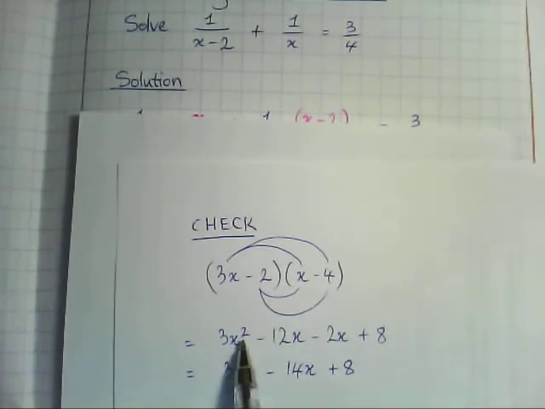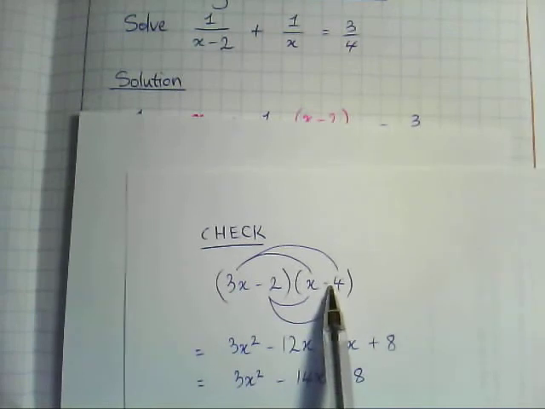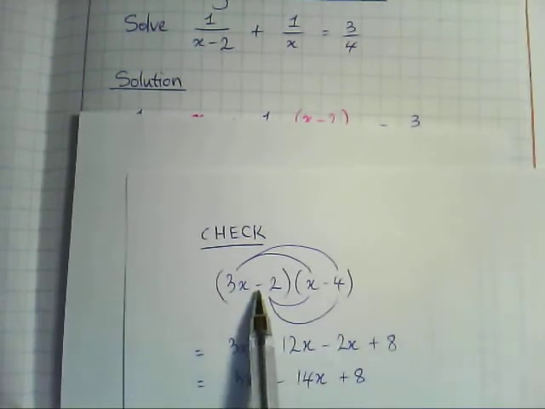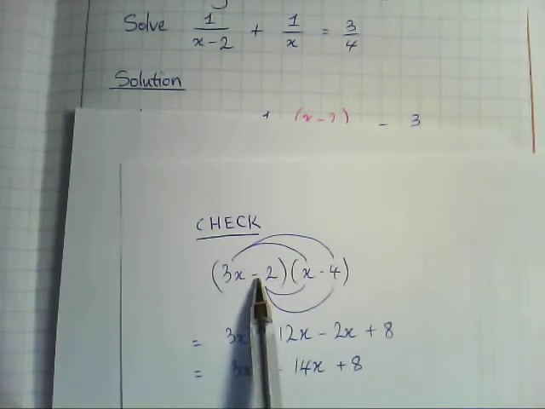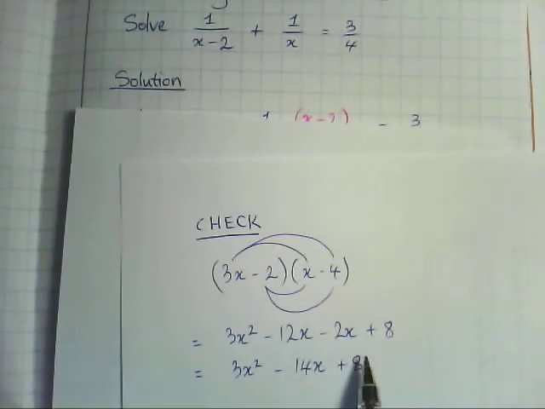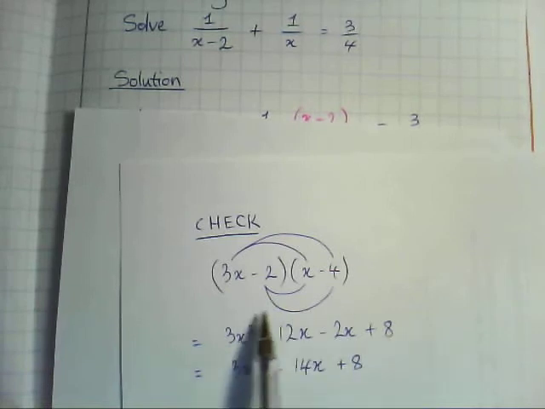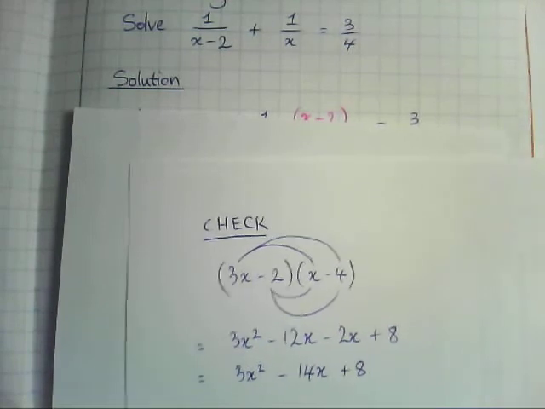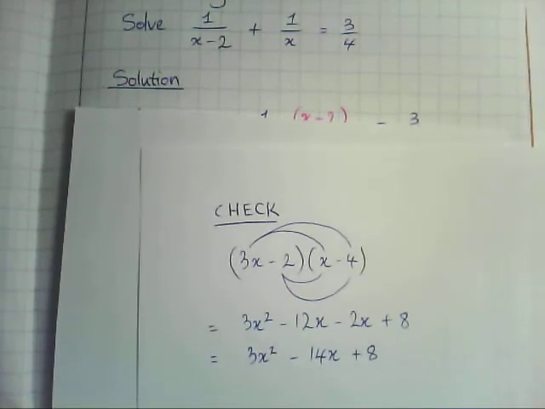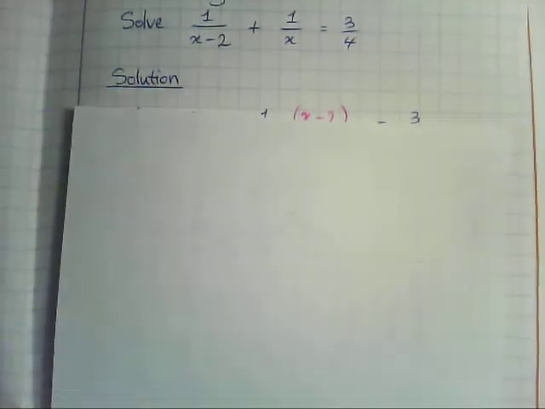3x times x gives us 3x squared. 3x times negative 4 gives us negative 12x. Negative 2 times positive x gives us negative 2x. Negative 2 times negative 4 gives us positive 8. When we collect those and simplify that, we get 3x squared minus 14x plus 8. And that matches up with our original quadratic equation.